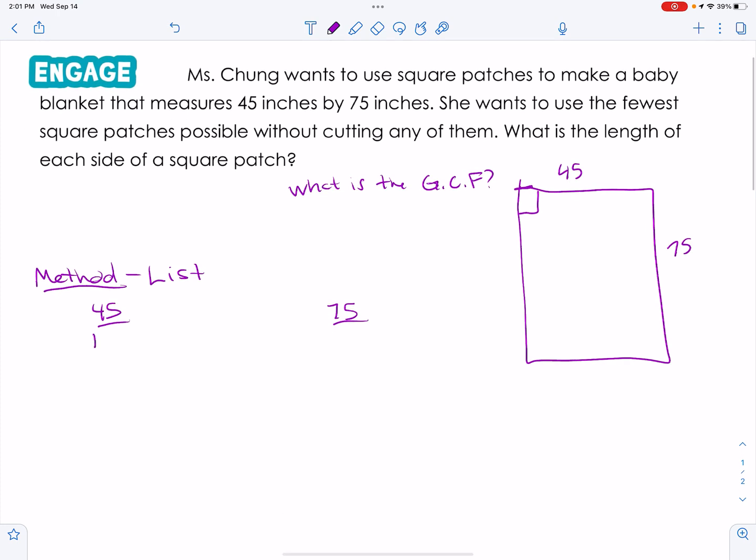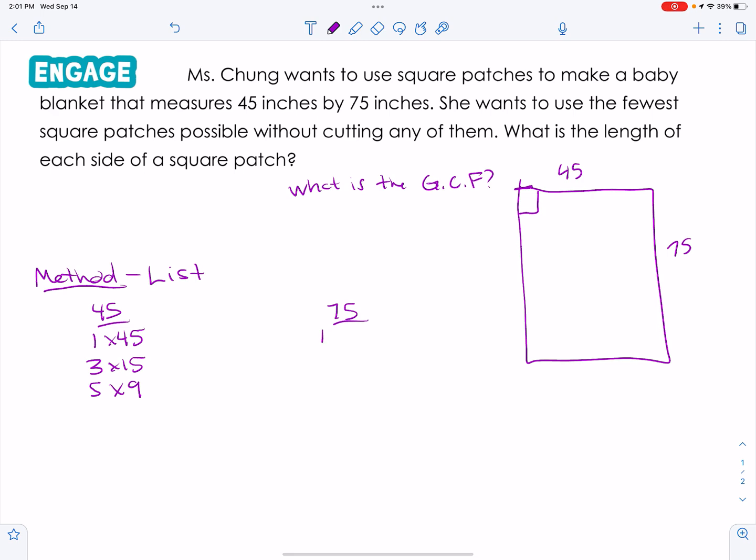So we have 1 times 45. 2 is not a factor because 45 is odd, but 3 times 15 is a factor. 4, well, I know 4 times 11 is 44, and that's only 1 away, so I can't add another 4 and get to there. But I do know that 5 times 9 is another factor there. So those are all of our factors of 45.